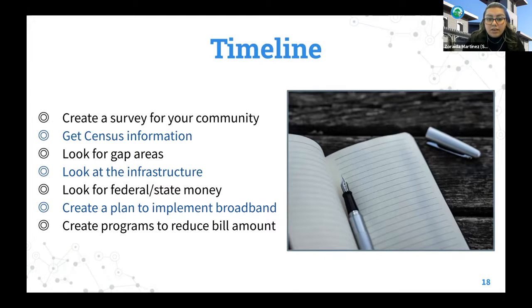Reach out to state governments and create infrastructure for broadband access. Collaborate with community organizations and create a plan to implement broadband access in lower income communities. Creating programs to reduce bill amounts and or share information about existing programs. And lastly, but not least, assemble a coalition to develop a shared vision to help maintain programs in longer term. It's not just for short term.